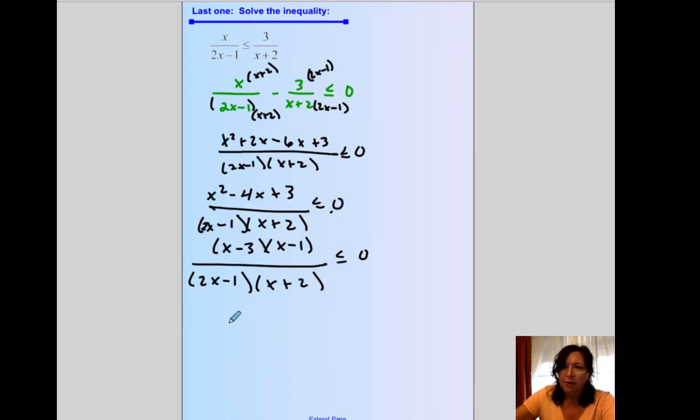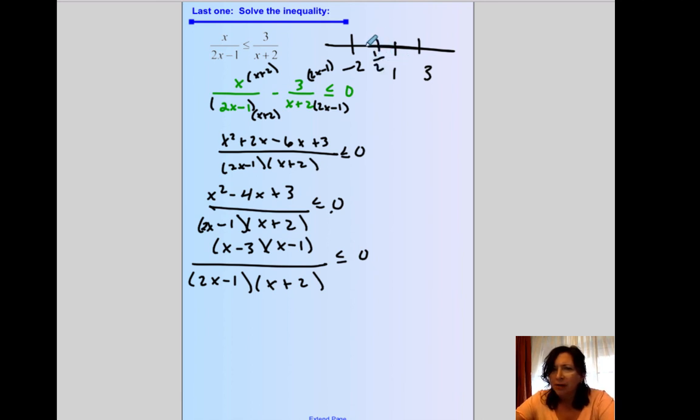So let's put in our zeros. We've got, let's see, 3. There's 3. We have 1. We have -2. And this one, which is 2x minus 1 equals 0, 2x equals 1, x equals 1/2, which is here.